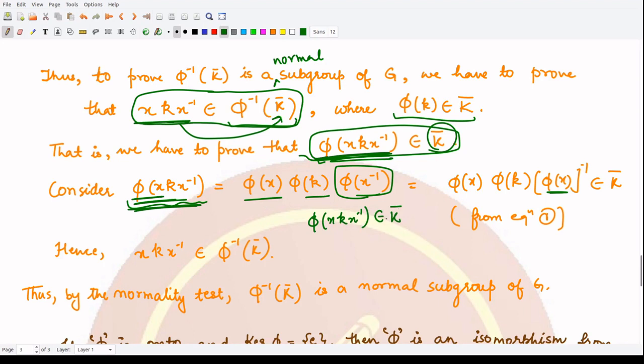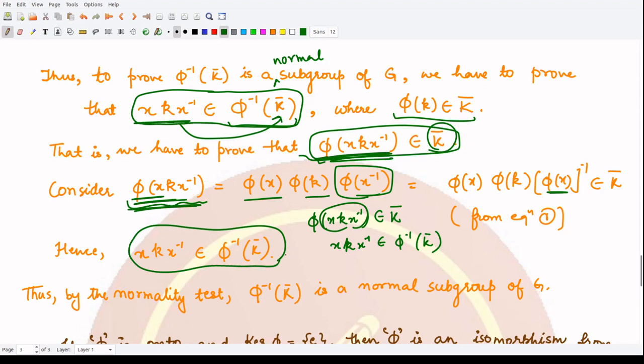Then by the definition of phi inverse K bar, this element x k x inverse is present in phi inverse of K bar by the definition. And this is what we wanted to prove, that this phi inverse K bar is a normal subgroup of G, correct? Not G bar, G, by the normality test.